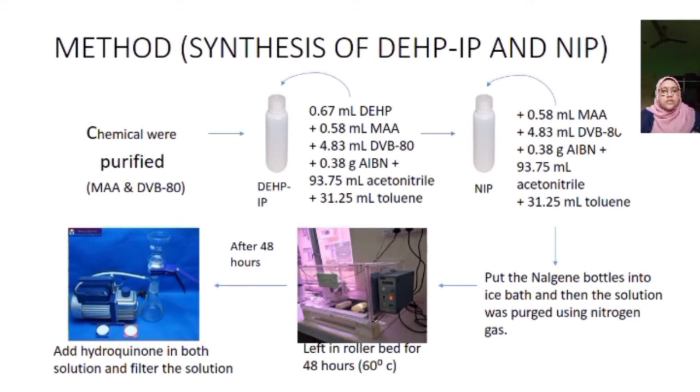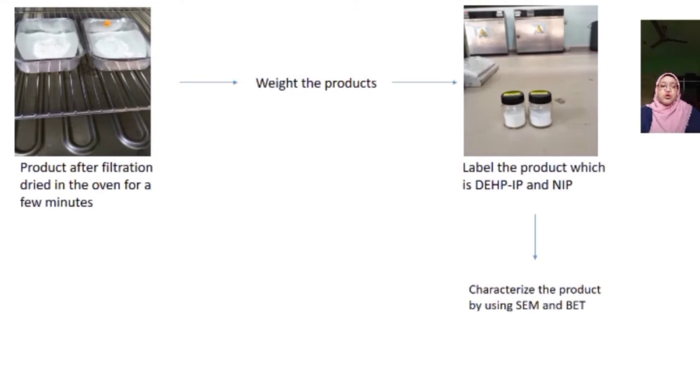The Nalgene bottles labeled DEHP-IP and NIP were put into the ice bath, and the solution was purged with nitrogen gas to remove the oxygen. Both Nalgene bottles were left in a roller bed for 48 hours at a constant temperature of 60 degrees Celsius. Then hydroquinone will be added to stop the polymerization. The product was filtered and dried in the oven. Then the product was weighed and characterized using SEM and BET.